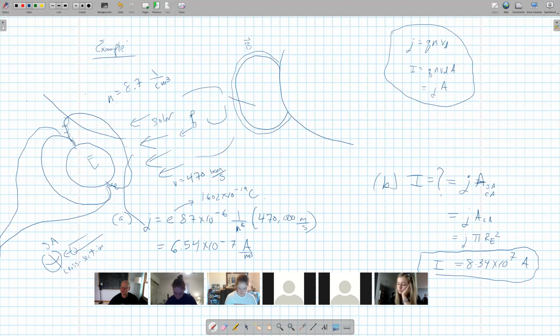We talked about this before. 100 amps of current through a human body would definitely kill a person. So this is about 5 orders of magnitude greater than that, which basically means that if the Earth's magnetic field did not exist, the surface of the Earth would basically be a fiery pit of destruction. Nothing would be able to live on the surface without the Earth's magnetic field.